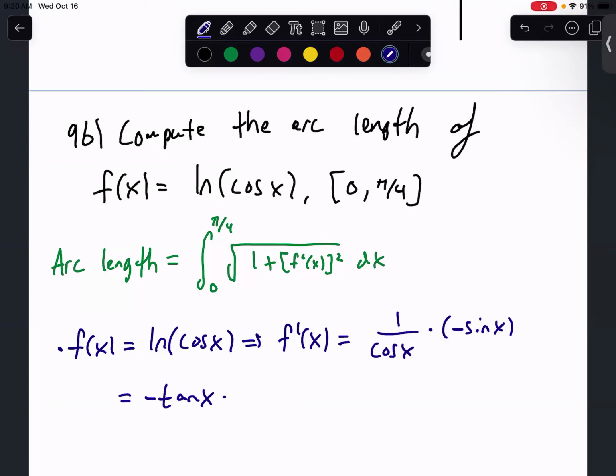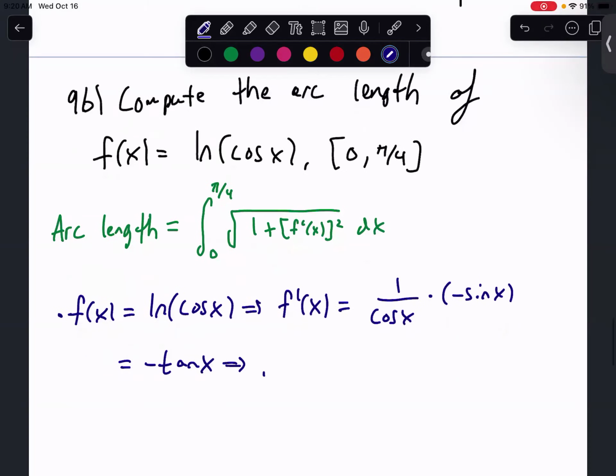And then from there, we want to consider 1, or maybe I should use a word instead of an arrow. And so we ultimately want to find 1 plus the derivative squared. And we know the derivative is minus tangent of x. So this implies that we have 1 plus f prime of x squared. This is the same thing as 1 plus tangent squared of x.